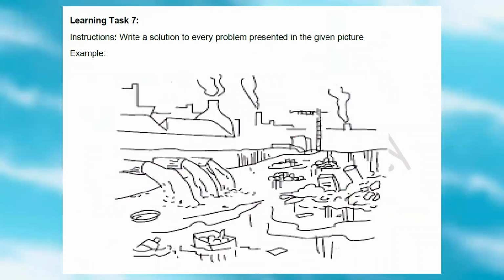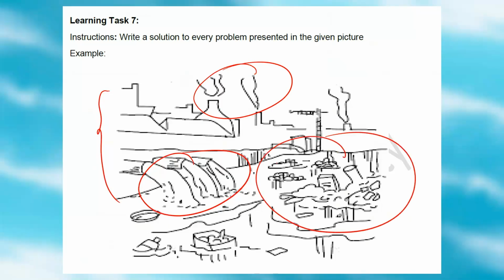Of course, you are expected to write more about problems and solutions. Learning task number 7 is designed to do that. So based on these pictures, we have water pollution, air pollution going on, improper waste disposal. These are things that are problems we see in the community. Your task now is to write your own problem solution paragraph to address these problems. Again, we have air pollution, water pollution, and improper waste disposal.